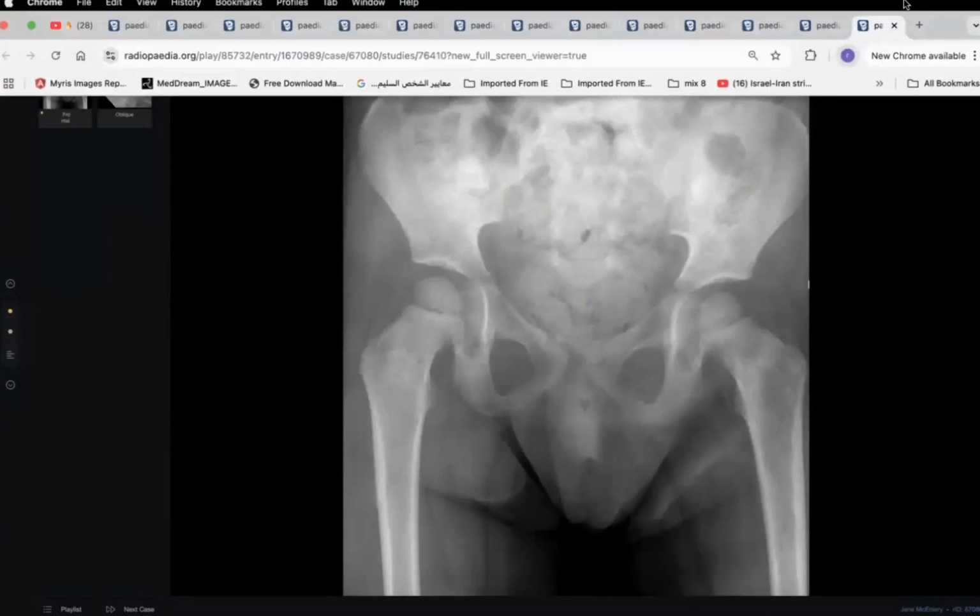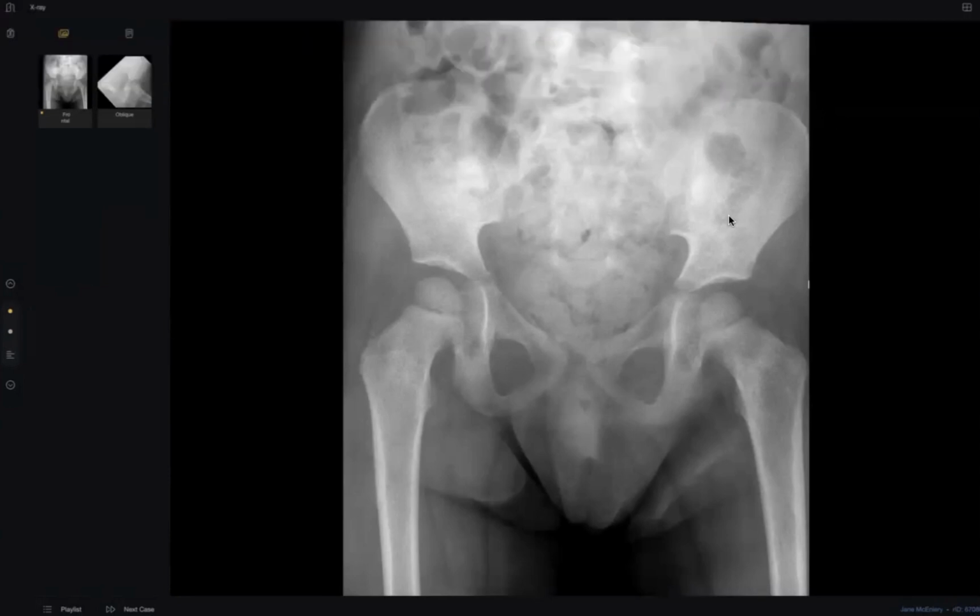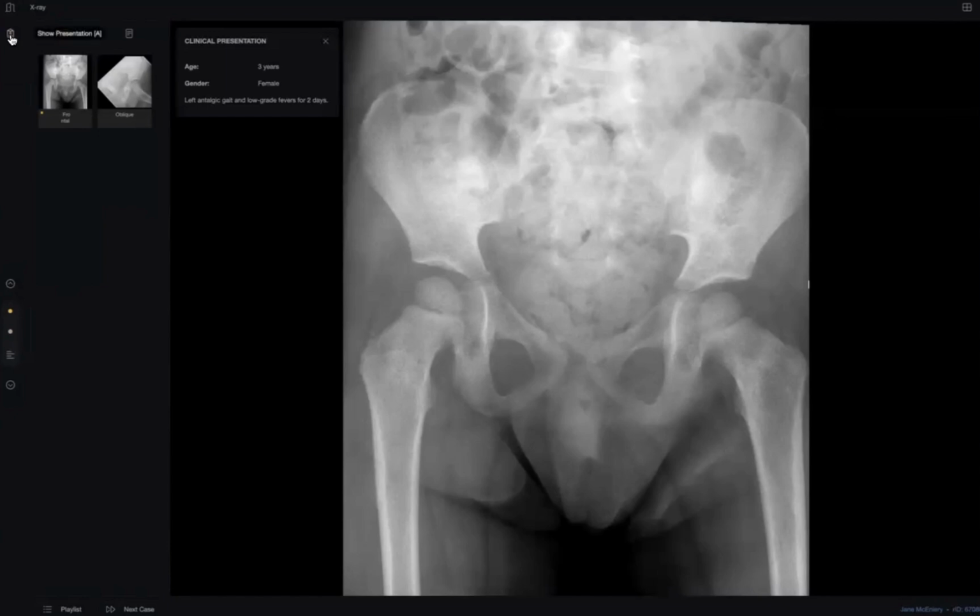Hello. Assalamu alaikum, sir. Alaikum salam. Doctor, this patient is 3 years old, has left gait abnormality. Go on.